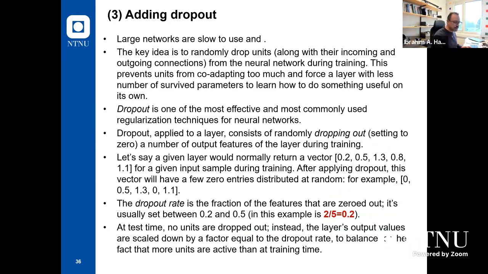Adding a dropout also, as I mentioned, is simple. We also need to have a dropout coefficient. It could be, for example, 0.5. When it's 0.5 for this layer, it means we need to drop out 50% of the nodes in the training phase. And each time it will be random, for example.